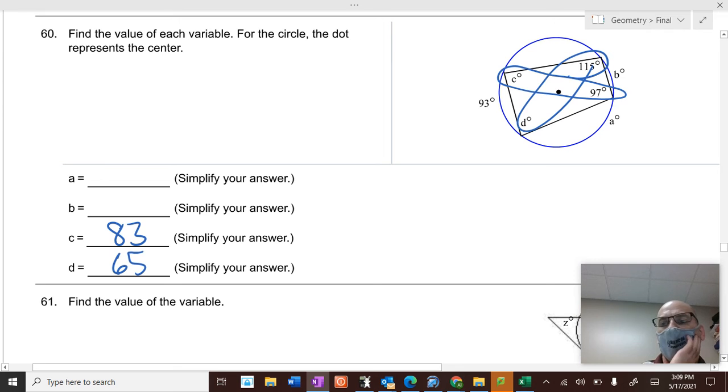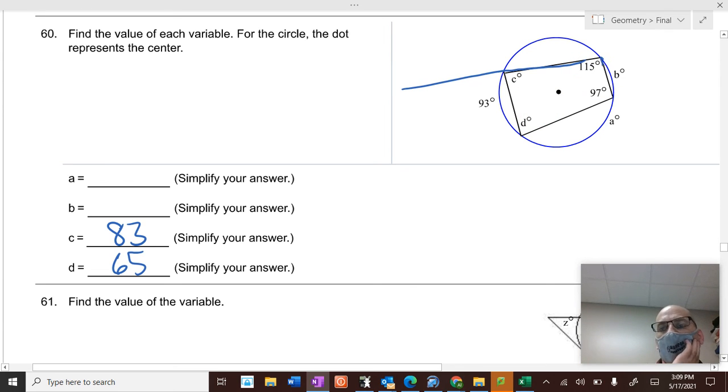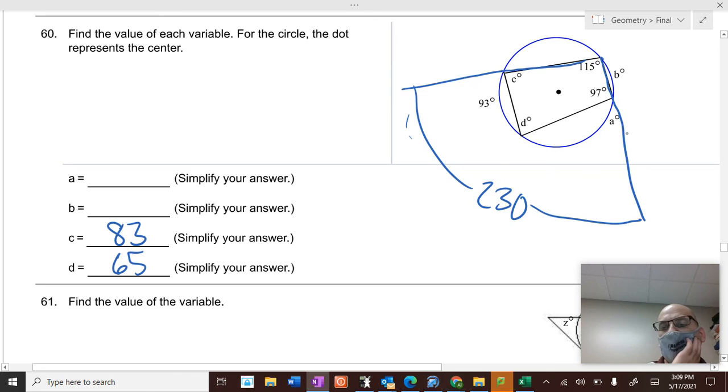Then I'm going to get rid of this. We're going to go here. This is 230 because it's twice. This arc is 230 because it's twice the angle. If this part is 93, what's left is 137 for A.